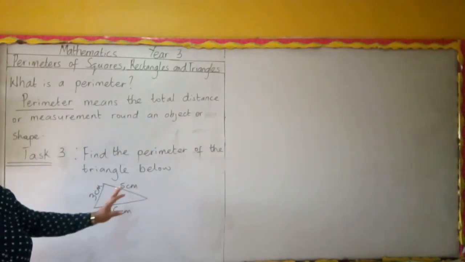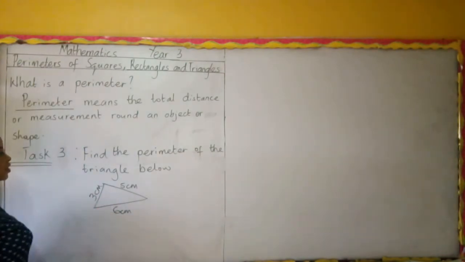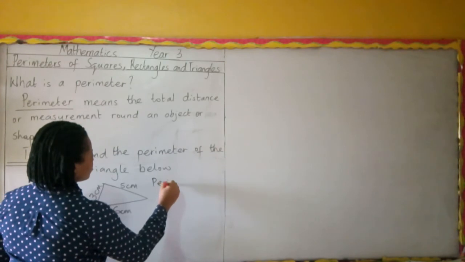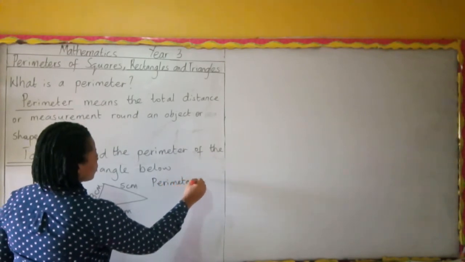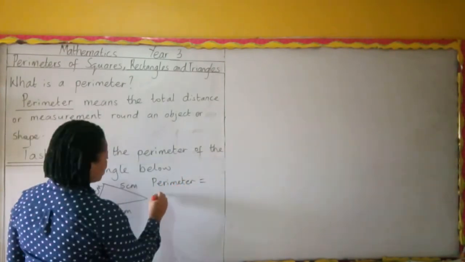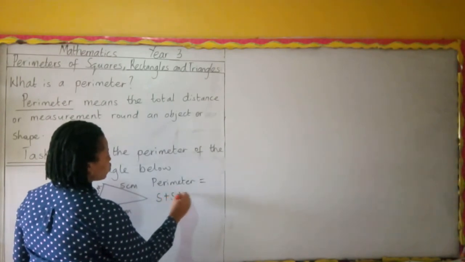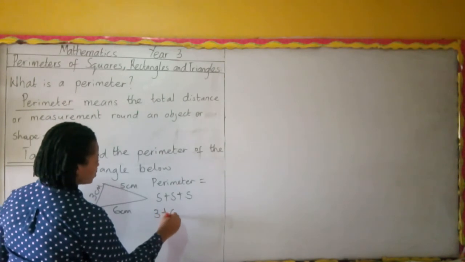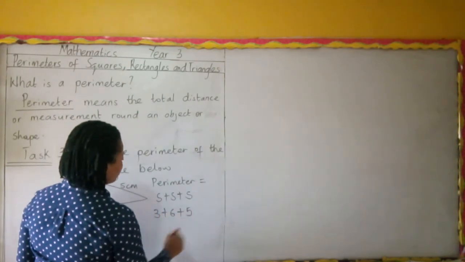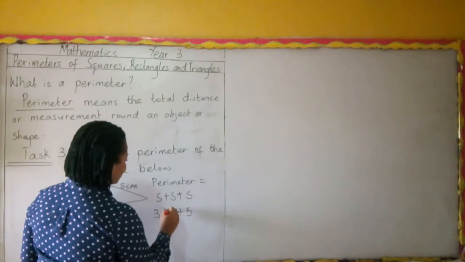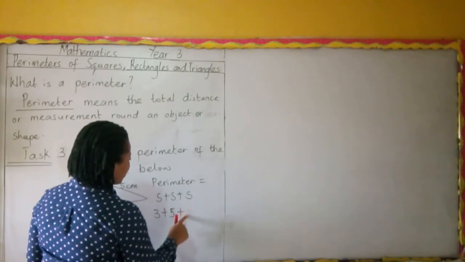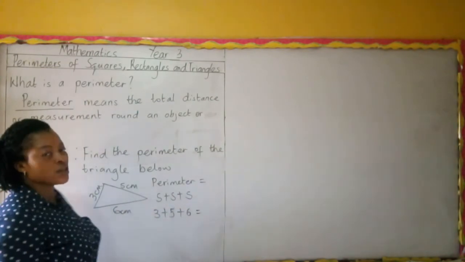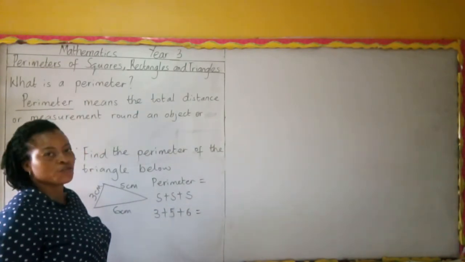Good. They ask us to find the perimeter. This is simple. So the perimeter will be equal to what? Side plus side plus side, which is 3 plus 6 plus 5. Or let me take it in an ascending order. 3 plus 5 plus 6. Then we go like that. 3 plus 5 will give us what? 8. 8 plus 6 will give you what?